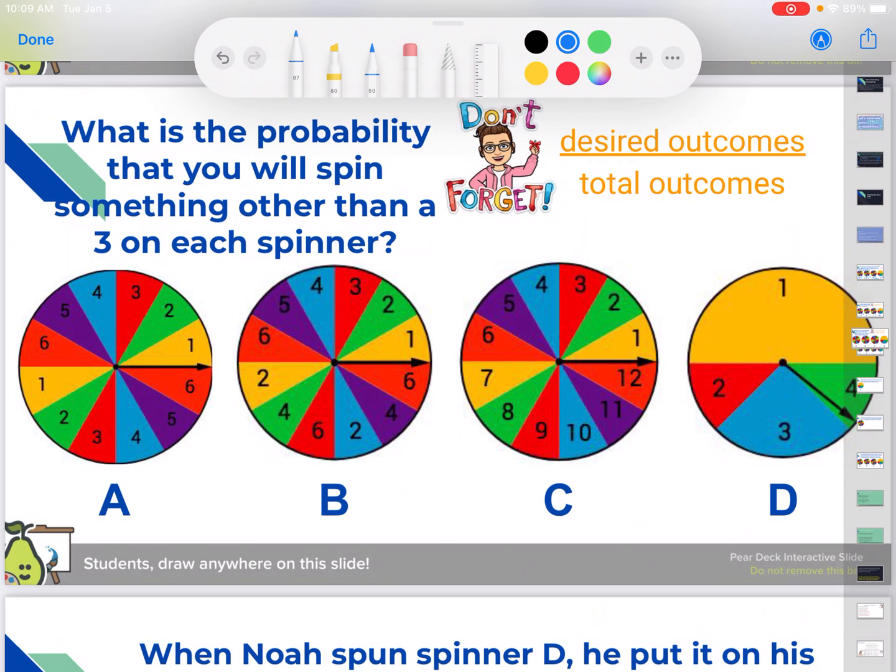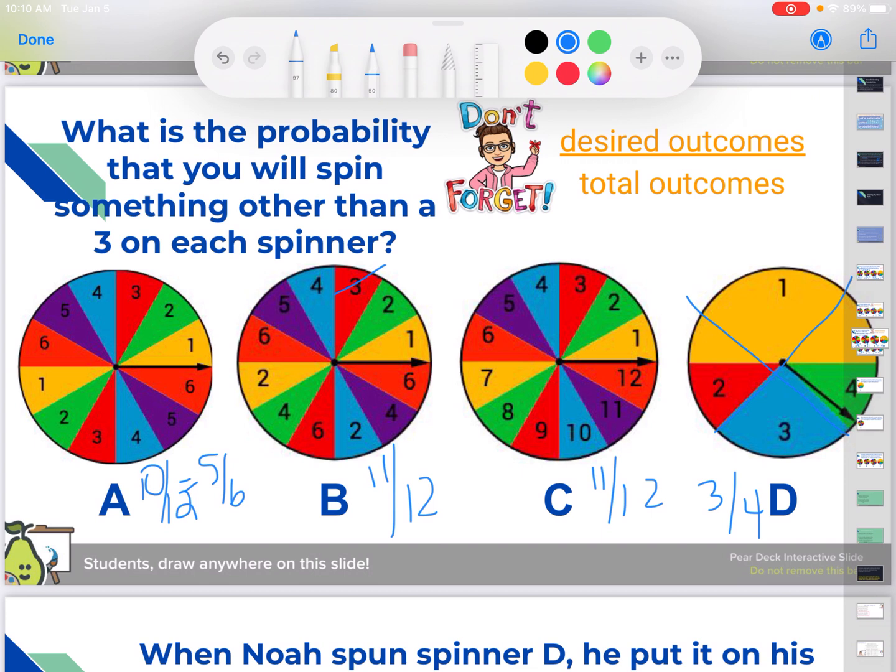What is the probability that you will spin something other than a 3? This would be 10 out of 12 or 5 out of 6, reducing it. There's only one 3, the rest are something else, so that'd be 11 out of 12. That would also be 11 out of 12. And if I know 1 of the 4 parts is a 3, then 3 out of the 4 parts is not. If you compare this slide and the slide before it, you can see that when you add them, you get a total of 1.